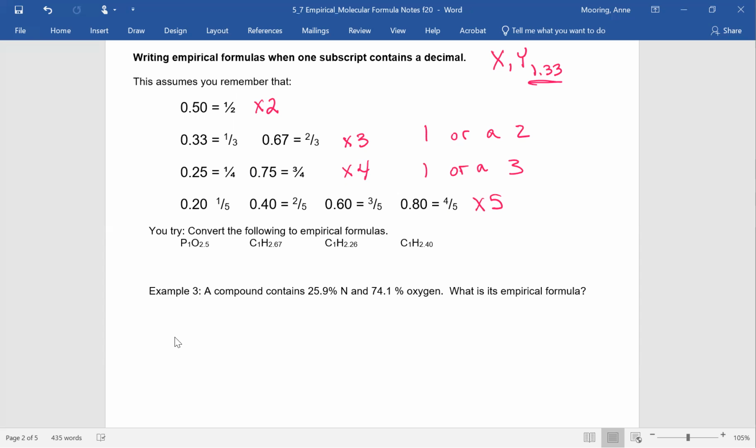All right, so I've got some practice here. You try. Convert the following to empirical formulas. So I'll do the first one for you, and then you're going to give it a shot. So we have P1, O 2.5, and I go, oh, 2.5. Let me multiply that through by 2. So remember, I have to multiply both numbers through by 2. So I'm going to multiply this whole thing by 2. So I have P2O5.